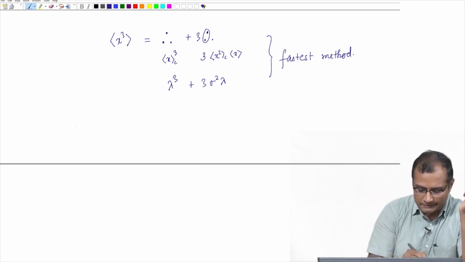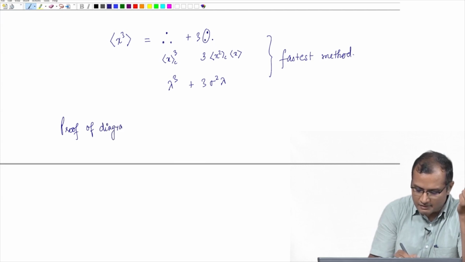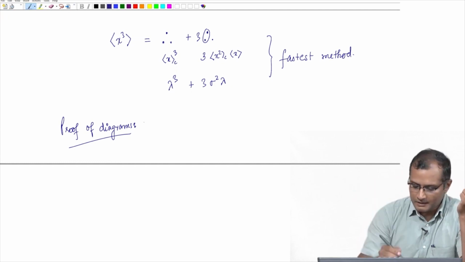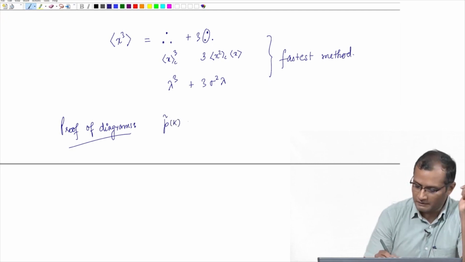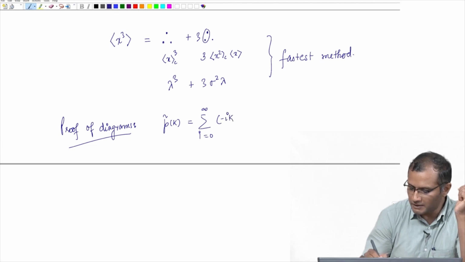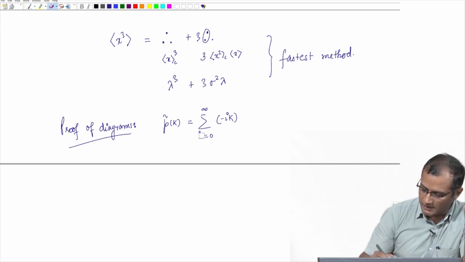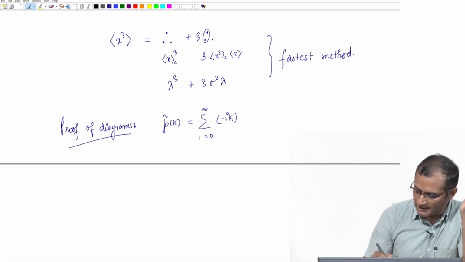So, we know that I had discussed these diagrams without giving the proof. So, here I will suggest a very easy way of seeing how these diagrams are computed. Basically, we have the form of the characteristic function, which is given as summation n going from 0 to infinity, (minus i k) to the power n, because we have a complex i already sitting inside.